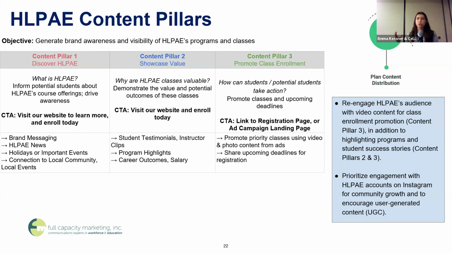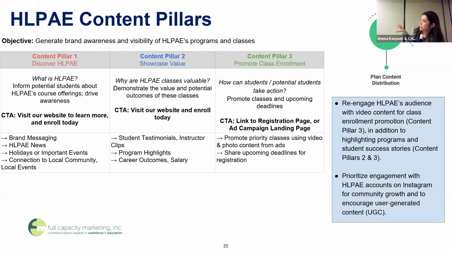And then content pillar 3, promoting the actual class enrollment. How can they take action? And promoting those priority classes that we knew we wanted to promote from the ad campaign. And we kind of mixed in some content that we had in the ads to post on organic social media as well.